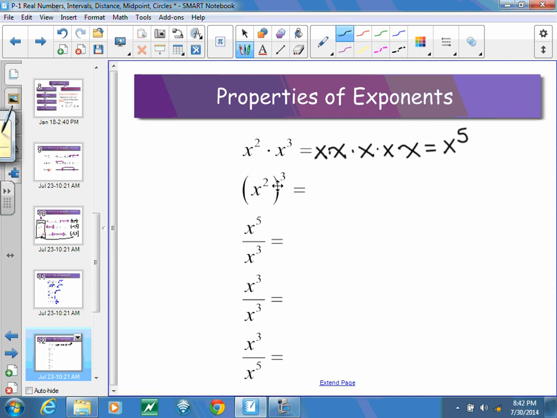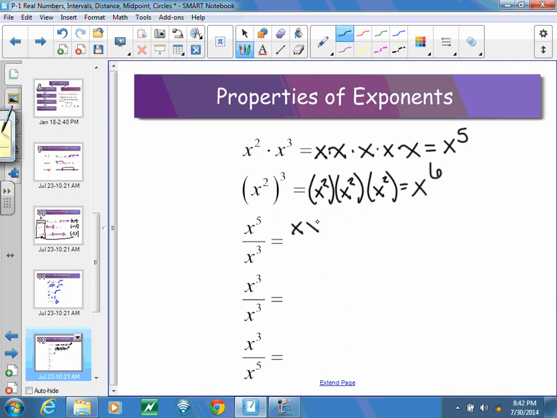X squared to the third power, you're taking x squared and you're multiplying it by itself 3 times. So if I take x times x times x times x times x times x, I end up with 6 x's being multiplied together. That's the same thing as x to the sixth, 2 times 3.